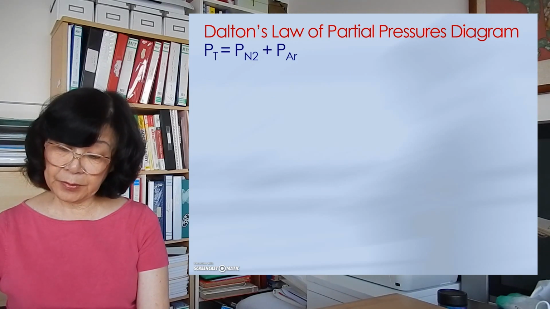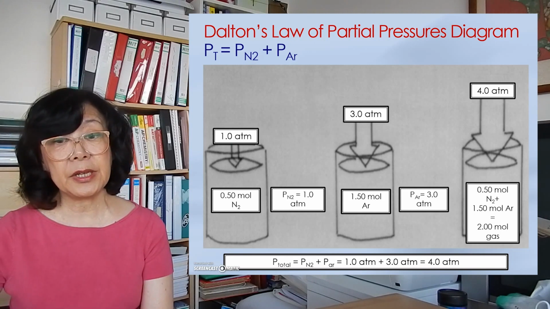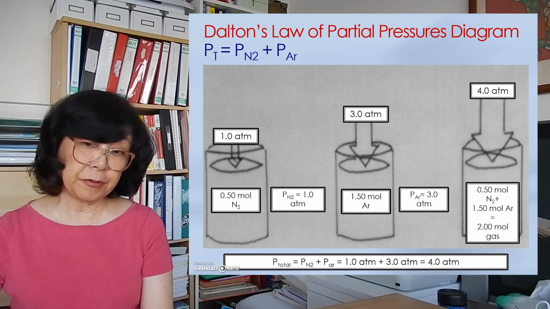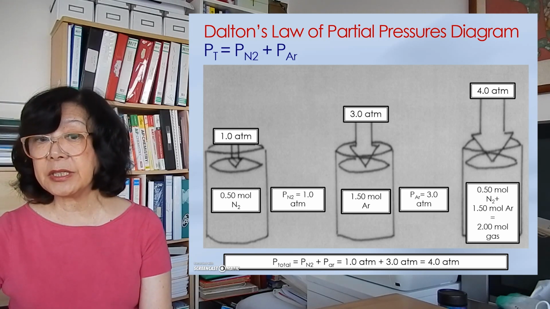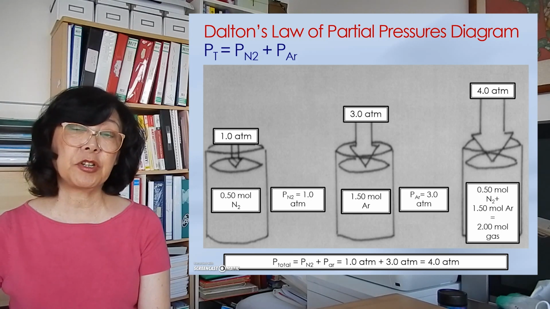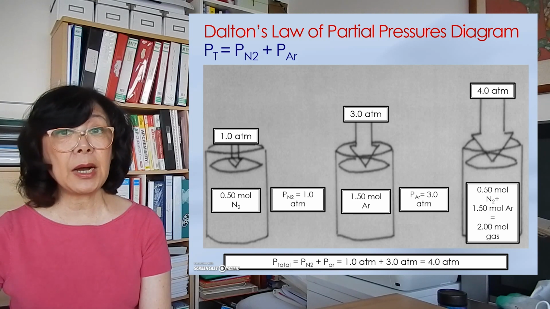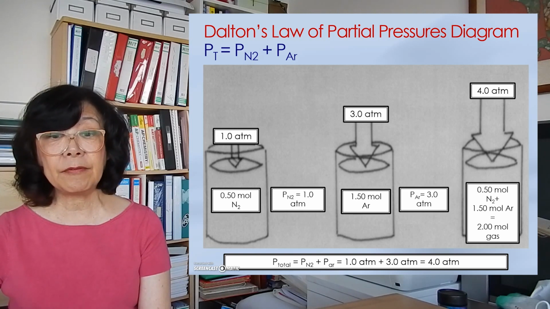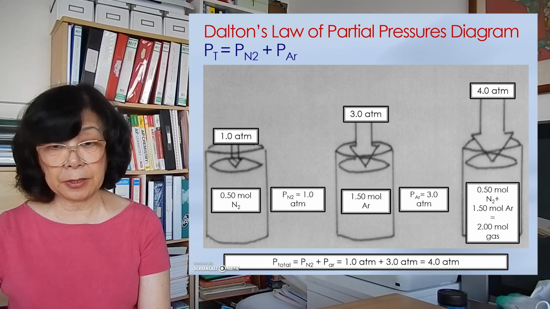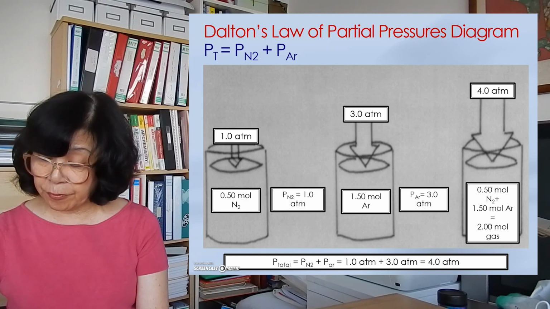Now, here is a diagram showing a container containing half a mole of nitrogen at 1 atmospheric pressure. And the same container is now replaced by 1.5 moles of argon, which exerts a pressure of 3 atm. If we mix the nitrogen and the argon together, now we have half a mole of N2 and 1.5 moles of argon. The total pressure is 4 atm, which is 1 plus 3 equal to 4 atm.